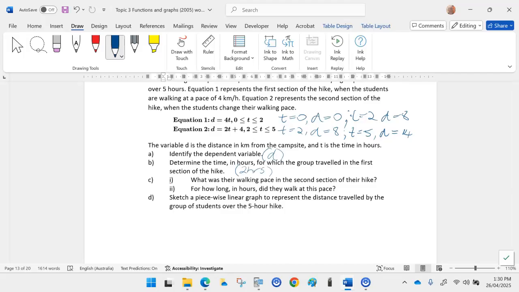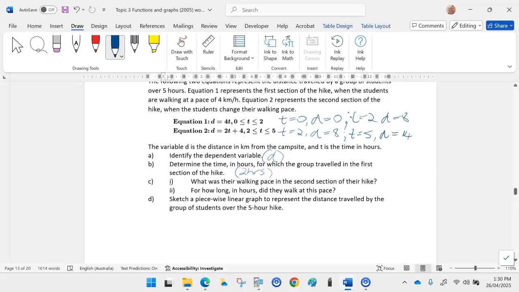Part C, what was their walking pace in the second section of the hike? Well, you would hopefully remember from last year when we were talking about linear functions that the gradient is the determining factor about rates. In this case, in equation 2, they start at 4 kilometers at the start. That makes the y-intercept equal to 4. But after that, for every 1 hour, they go 2 kilometers because the gradient is equal to 2. The gradient is 2 over 1, which means 2 on the vertical, that's 2 kilometers, over 1 on the horizontal, that's 1 hour. So what was the walking pace for the second section? That was 2, as in 2 kilometers per hour.